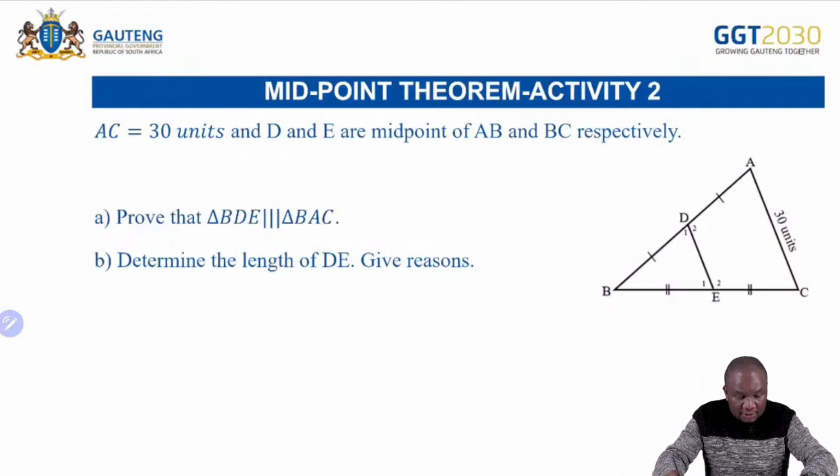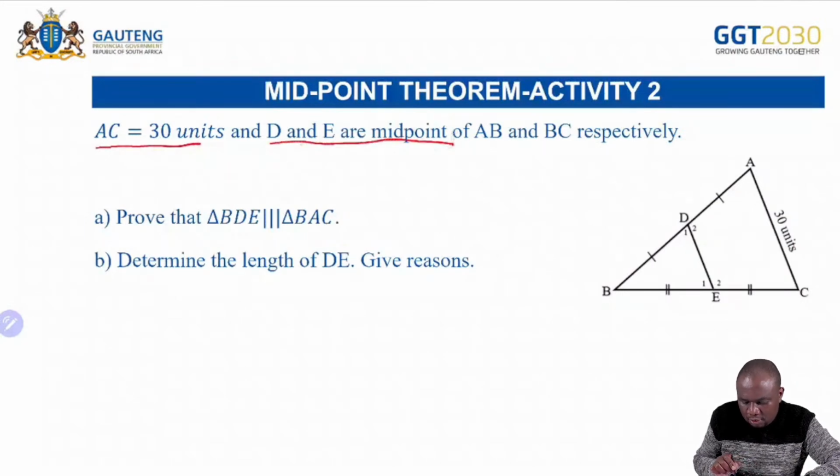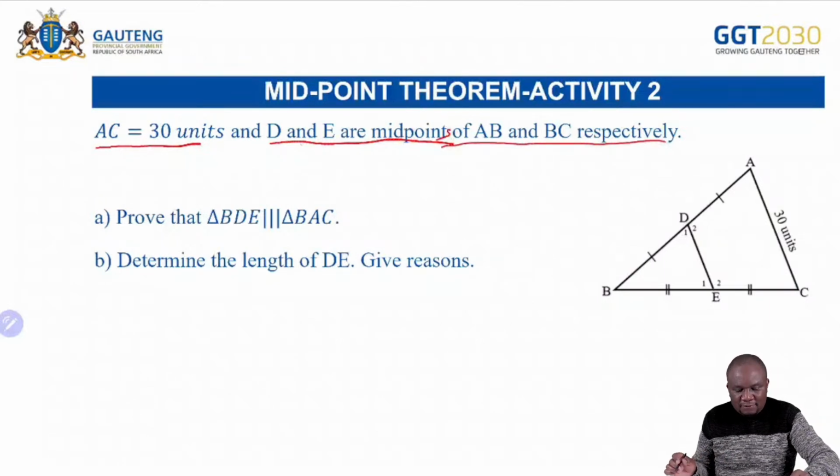Right, AC equals 30 units and DE is equal to, so let me read again. AC equals 30 units and D and E are midpoints of AB and BC respectively. Right, prove that triangle BDE is similar.